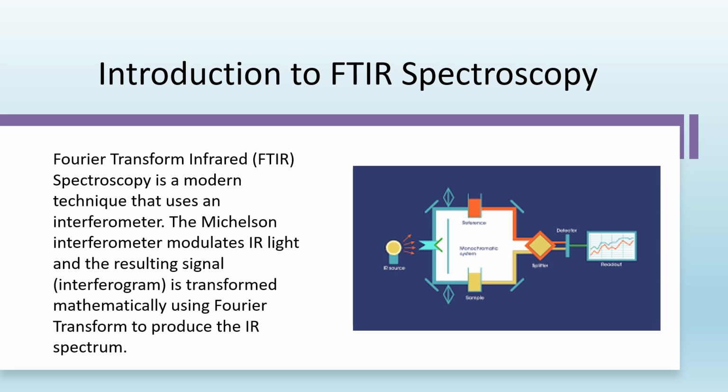What makes FTIR special is the speed and precision with which it processes data. Instead of scanning one wavelength at a time, FTIR captures all the infrared wavelengths simultaneously. This raw interferogram is then processed mathematically using Fourier Transform to generate the IR spectrum we use for analysis. With FTIR, we get faster data acquisition, improved sensitivity, and higher resolution, making it a go-to method for modern laboratories.